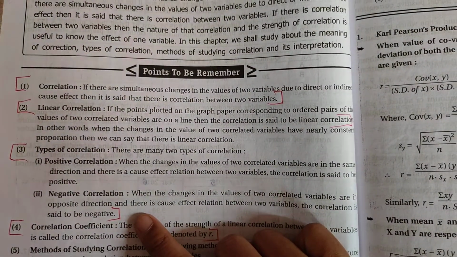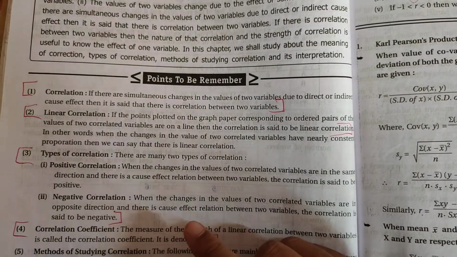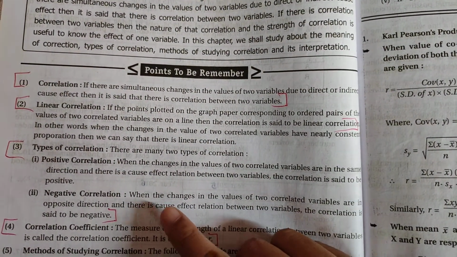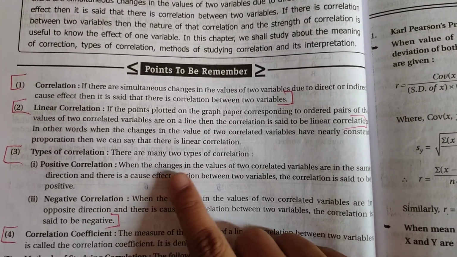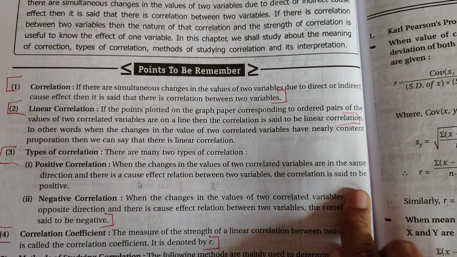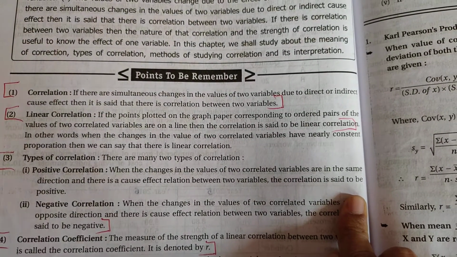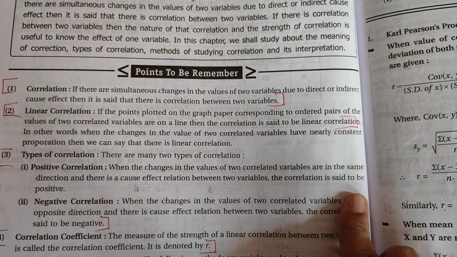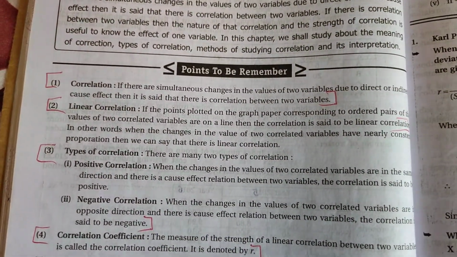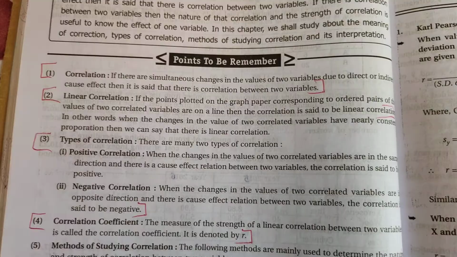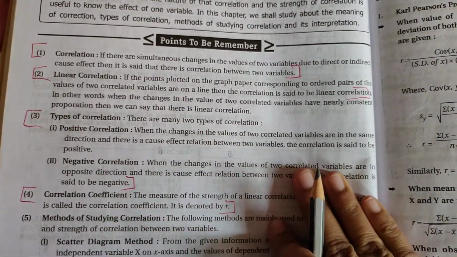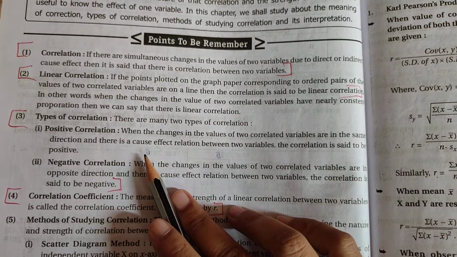Now how the correlation changes take place and how we will come to know whether it is positive or negative. Positive correlation: when the changes in the values of two correlated variables are in the same direction and there is a cause effect relation between two variables, the correlation is said to be positive. It means if one variable has an increase and another also has an increase, both have a positive relation.